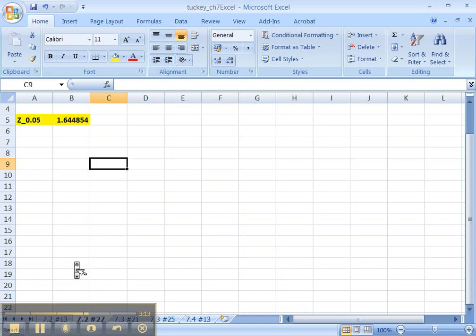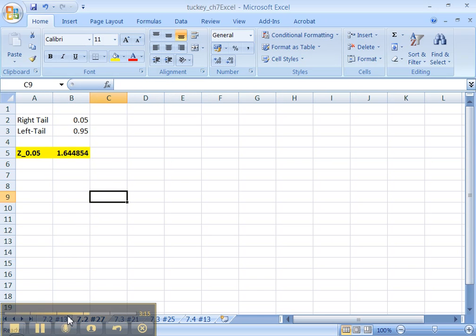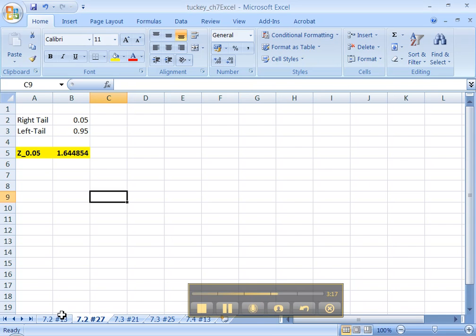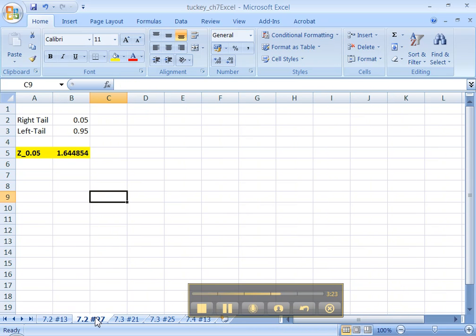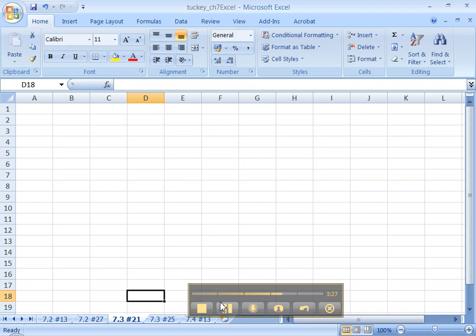All right, I think we're done with 7.2. Let me double check that. I did 7.2.13. And I bolded and highlighted all those answers in the meantime between tutorials. And then over here we did this one. Great. All right, so next time we will head on to 7.3.